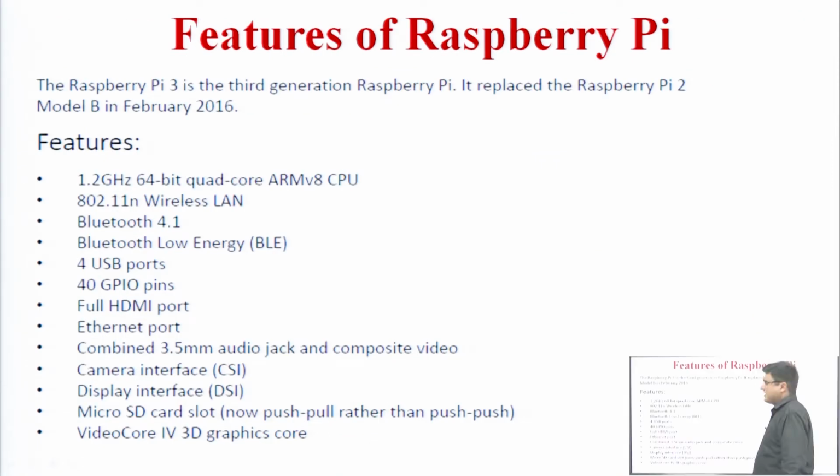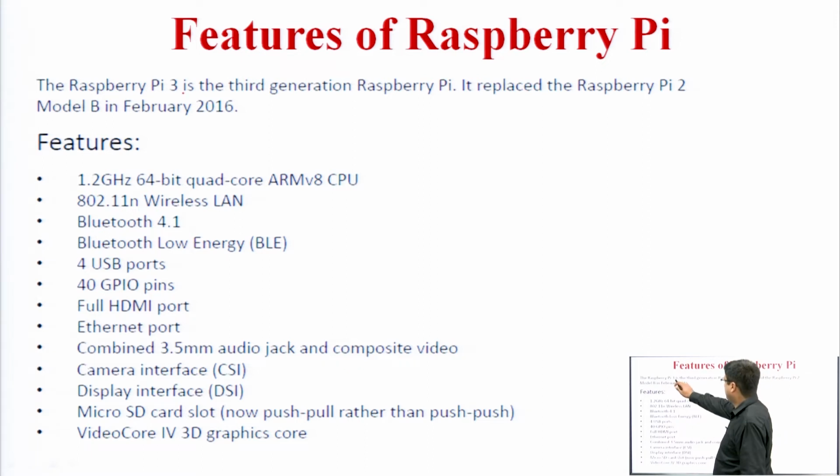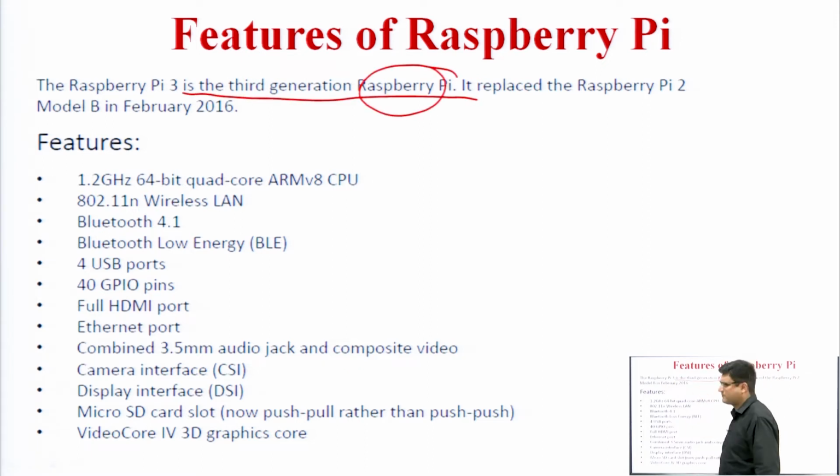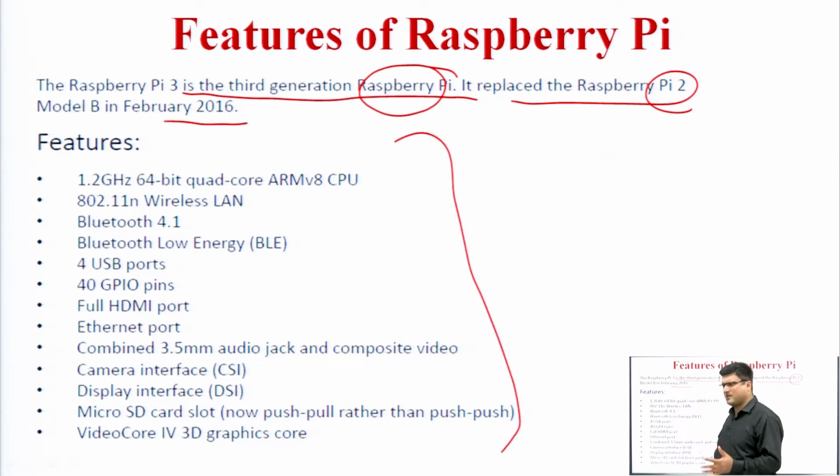So, features of Raspberry Pi. The Raspberry Pi 3 is the third generation Raspberry Pi. There are various generations of Raspberry Pi. We will see some basic features. It replaced the Raspberry Pi 2 model in February 2016. We will look into some key features, because this is just an introduction to both, so we will not go into much detail. We need to only introduce Arduino and Raspberry Pi, so that students can use the board in a particular application. So, these are the key features.